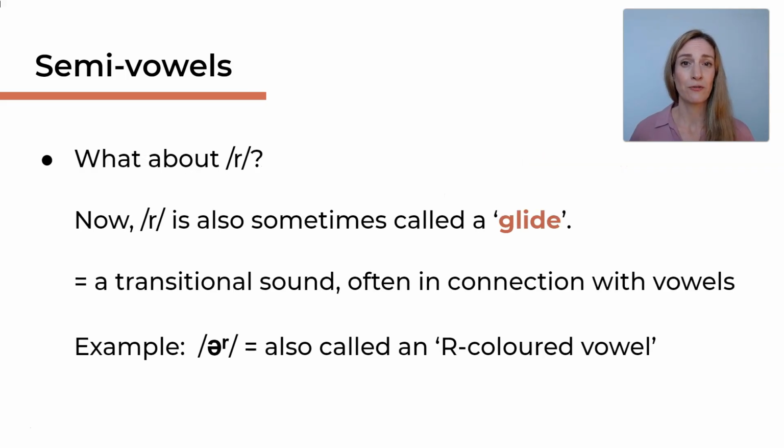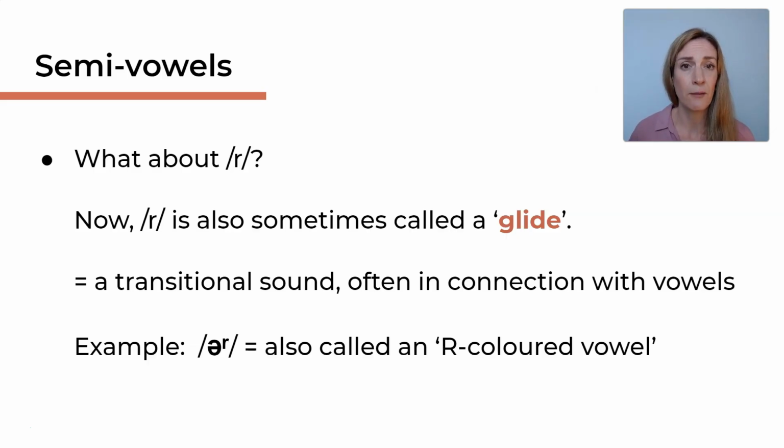Now, what about r? We mentioned this at the start of the video, and as I said, there is no universal definition really that everyone agrees on when it comes to semi-vowels. Some people consider it a semi-vowel. Most people will call it a glide. A glide is a transitional sound, again used between word boundaries to link words together, to transition from one word to the next. And this is often done in connection with a vowel sound.